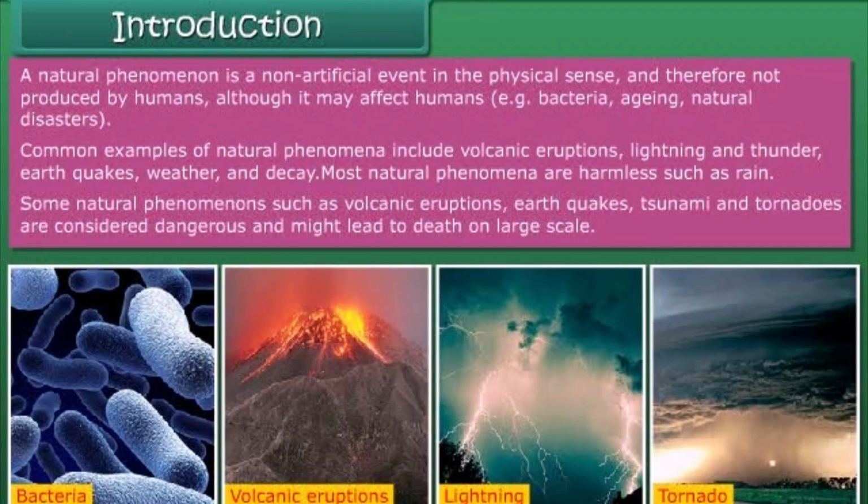Some natural phenomena, such as volcanic eruptions, earthquakes, tsunami and tornadoes, are considered dangerous and might lead to death on a large scale.